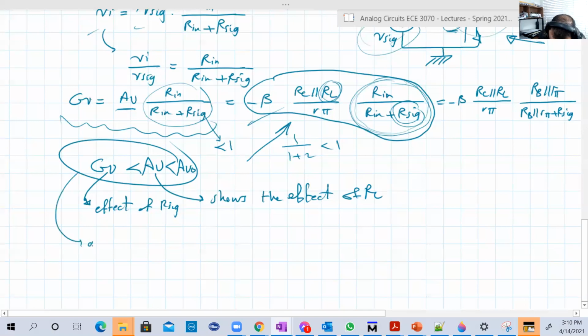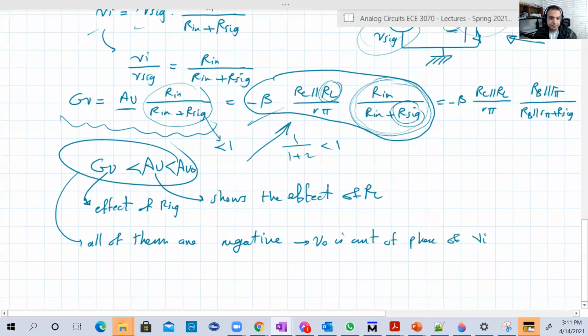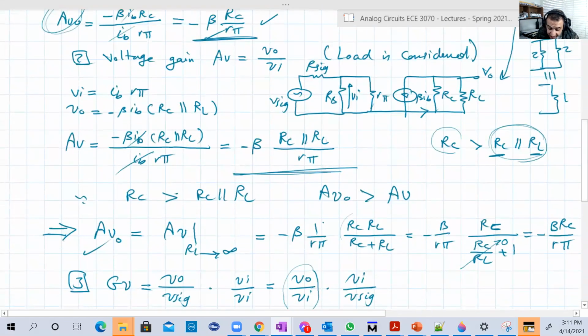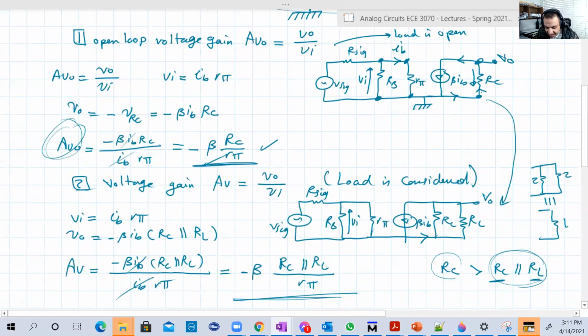So all of them, in the common emitter case, are negative or have a minus sign. That's also a property of the common emitter amplifier: it makes the output amplified but out of phase. That means the output, VO, is out of phase with the input. If the input is like this, the output is like this. Amplified, but opposite. It starts with positive half cycles and negative half cycles, and the output starts with negative half cycles and positive half cycles. And it can be controlled again, like what we said before, using AV naught: beta, RC, and R bar.